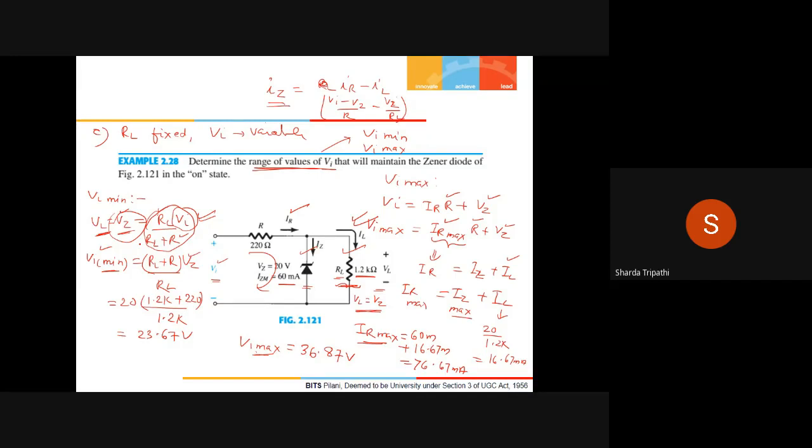So with this, I think we have pretty much covered the regulator part of it. Next class में एक AC regulation वाला example देखेंगे. And if time permits, then we'll start with the transistors.